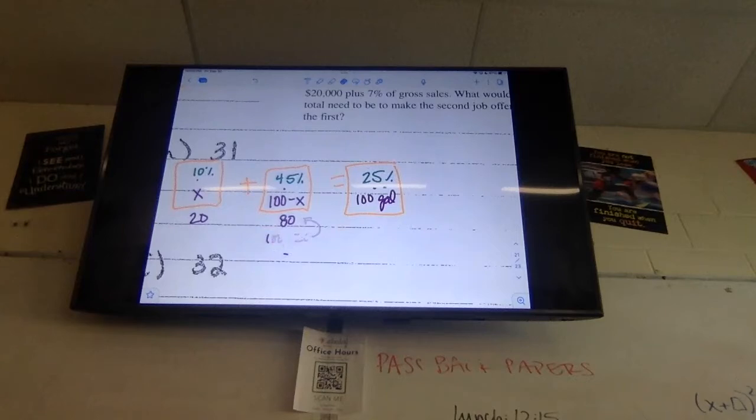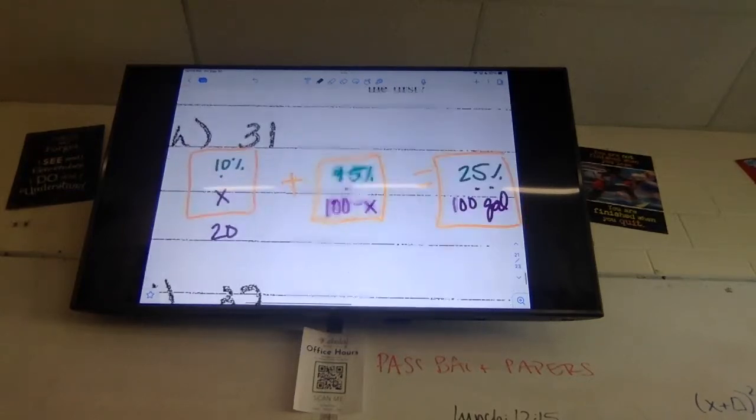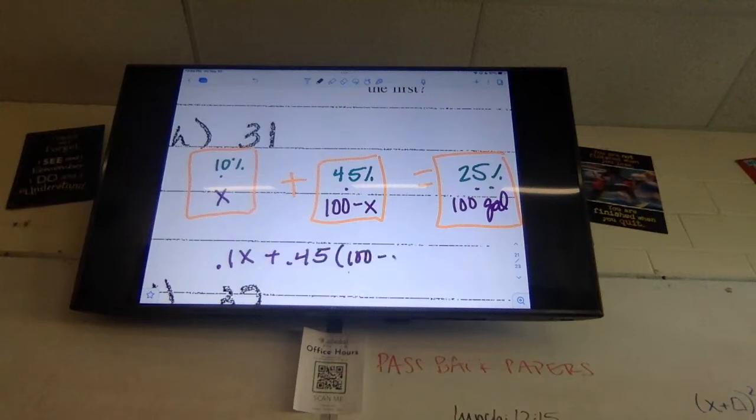My equation is going to look like this. I'm going to make my percentages into decimals. So 10% is going to become 0.1 times X, plus 45% is going to become 0.45 times 100 minus X. And then last, it's going to equal 0.25 times 100.